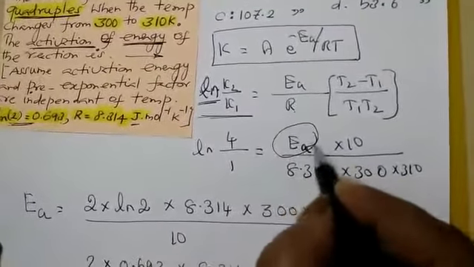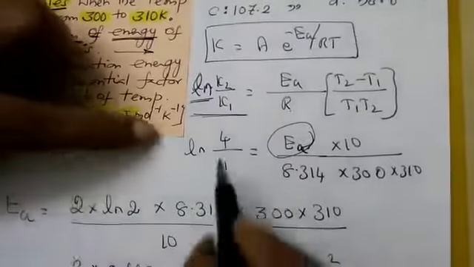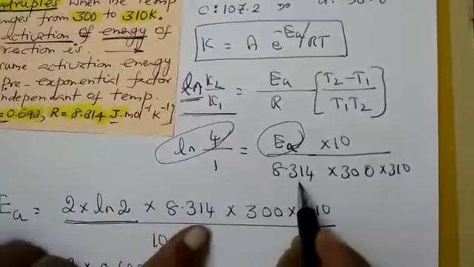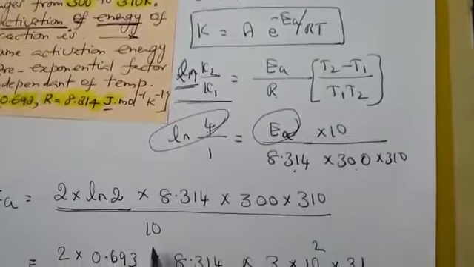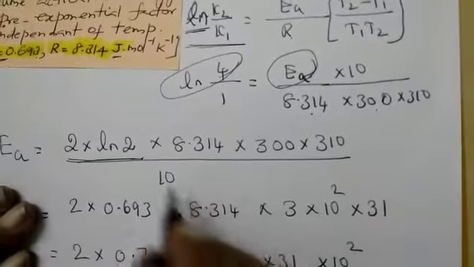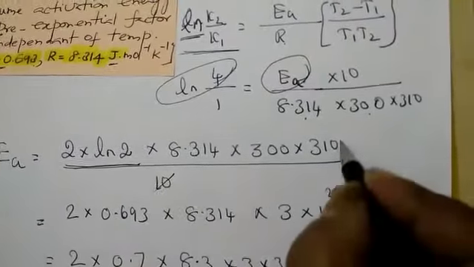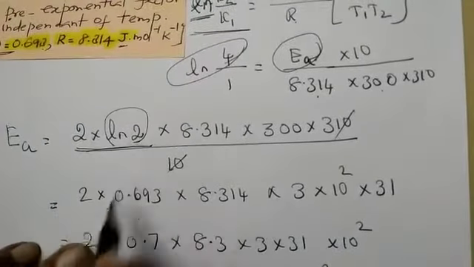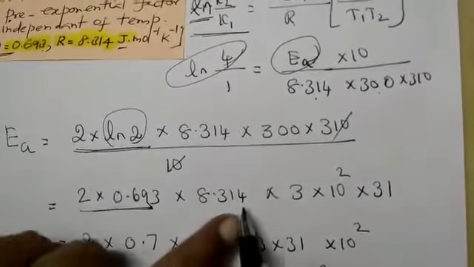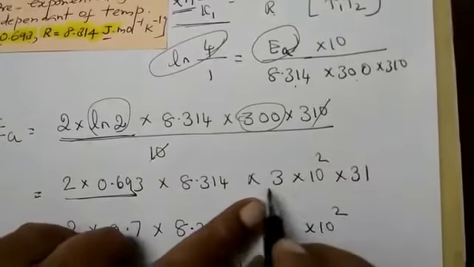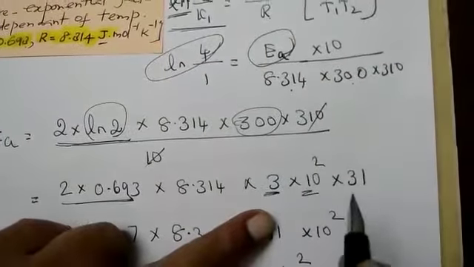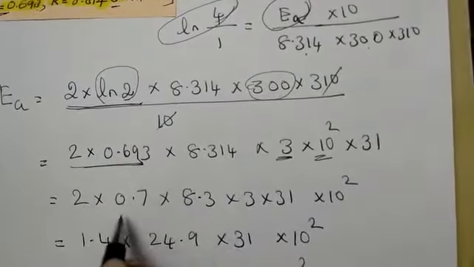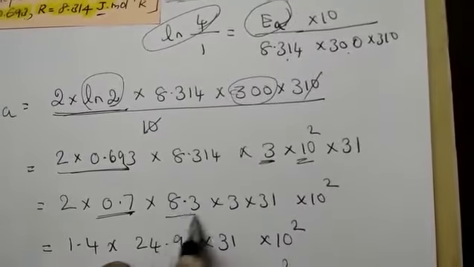You want the energy of activation, so you bring it here. What is written is ln 4, which you can write as 2 into ln 2, into R value, 300 times 310, divided by 10. The remaining things are mathematical only. Ln 2 is written here: 2 into ln 2, 8.314, and the 300 I have written as 3 into 10 power 2 for easy multiplication. The next one: 0.69, you take it as a whole number, 0.7, and 8.314 take it as 8.3.